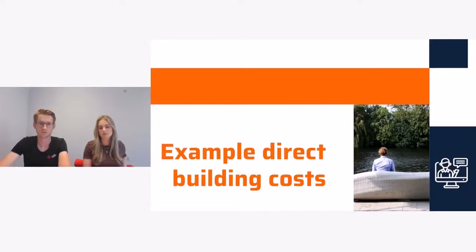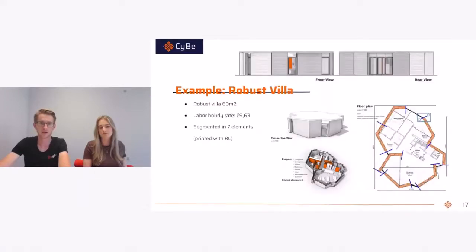So we will give you an example of how we made the cost calculation of the direct building costs, and we do this with the example of the Robust Villa, a project we did in the Caribbean. This building was 60 square meters large, and for this project, the hourly wage of labor was €9.63. As you can imagine, the labor costs and wages depend on which country you're in.